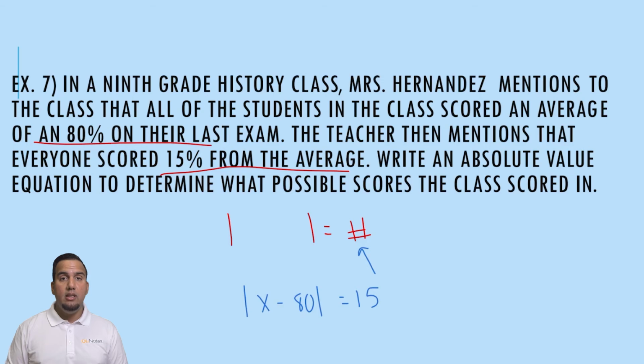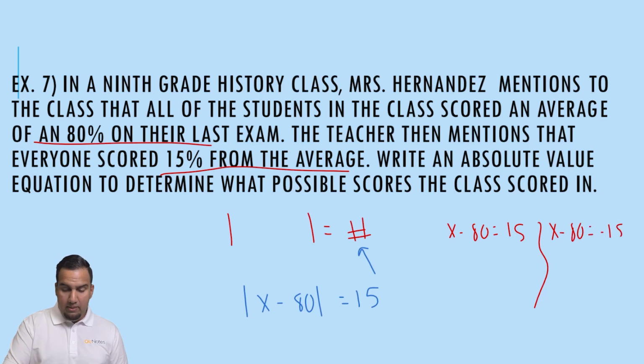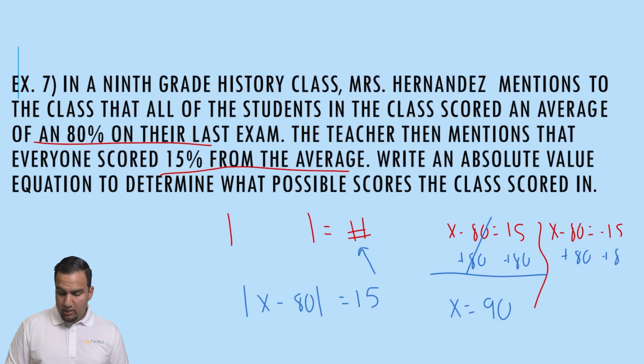If I were to solve this, I have an absolute value equal to a positive number, which is 15. So what do I do? I set x - 80 equal to positive 15, but I also set x - 80 equal to negative 15. I'm going to go ahead and add 80 to both sides. And when I add 80 to both sides, look what happens. The 80s cancel out nicely. I'm left with x equals 95. And then plus 80, plus 80.